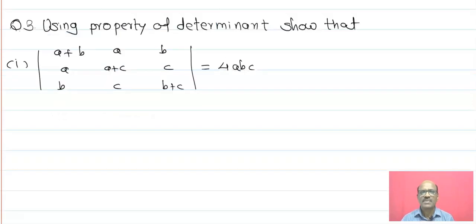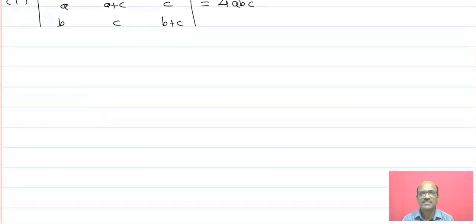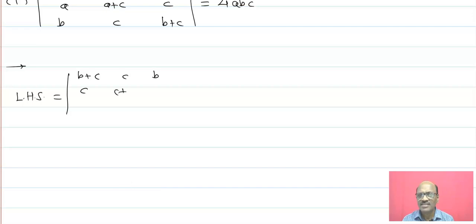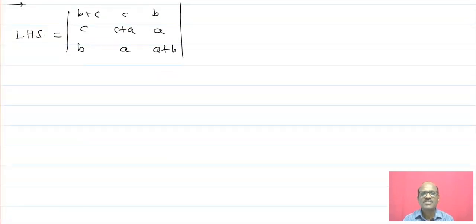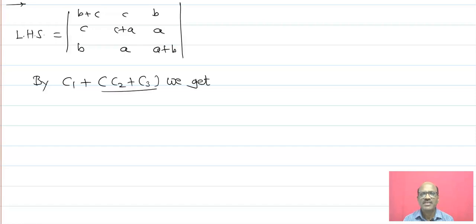Now the next. Now using the property of determinant, show that the value of that determinant is 4ABC. I forgot to write in the last step 2 multiplied by 2. Now see this, LHS is equal to B plus C, C, B. And second row is C, C plus A, A. And third row is B, A, A plus B.